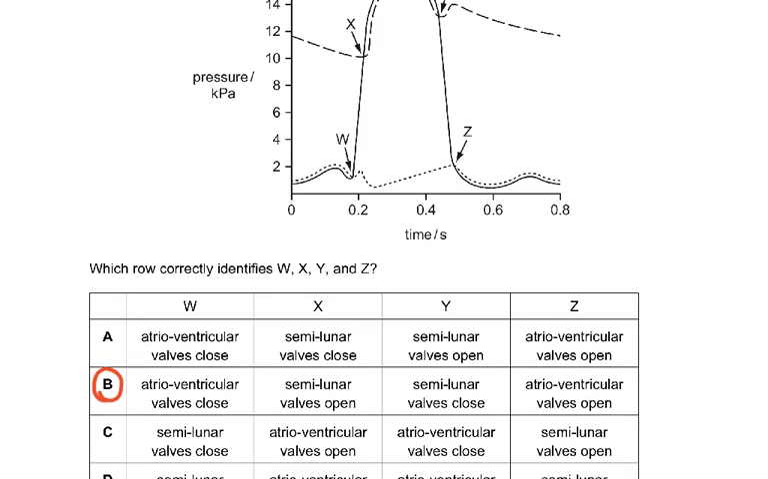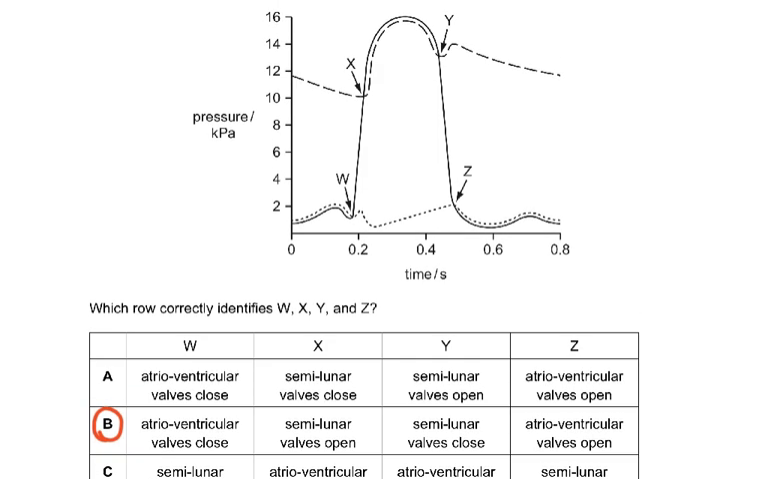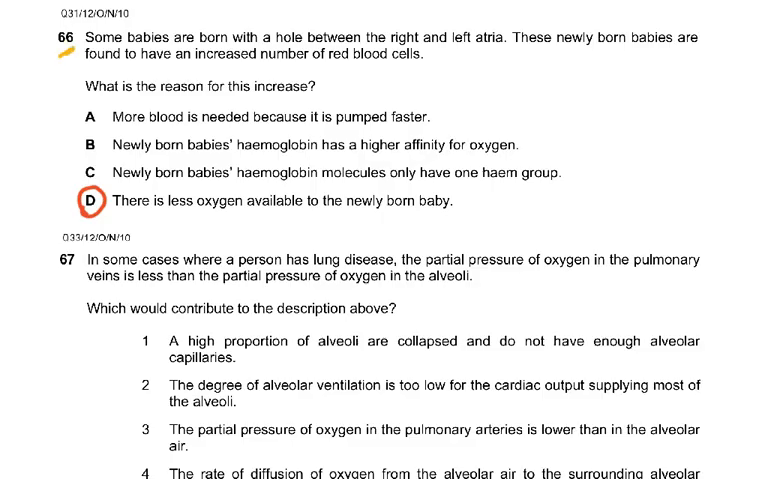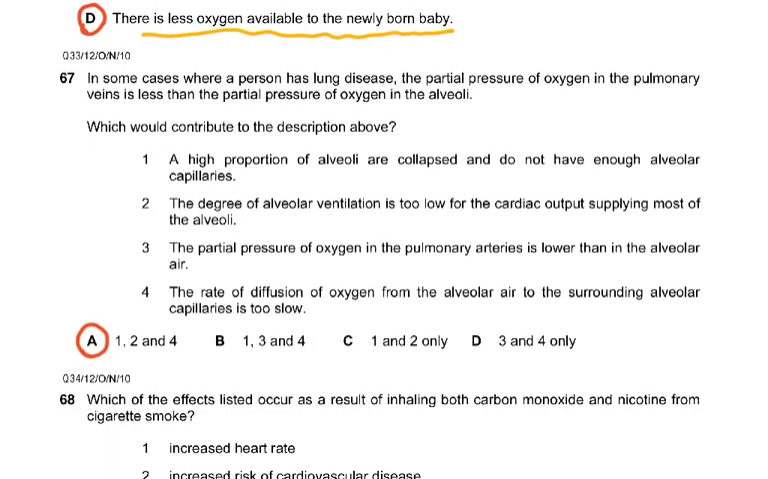Then question 65, the graph shows pressure changes during a cardiac cycle. Again, same question. And what were W, X, Y, and Z? So you're all figuring this out. This has come in a previous question as well. Question 66, some babies are born with a hole between the right and left atria. These newly born babies are found to have an increased number of red blood cells. What is the reason? There is less oxygen available to the newly born baby. We've done this again in a previous question.